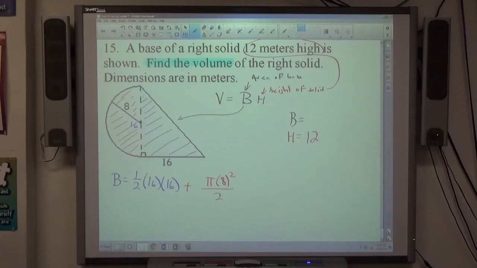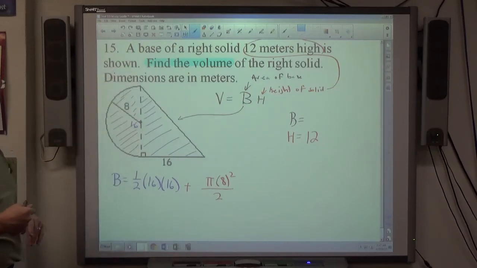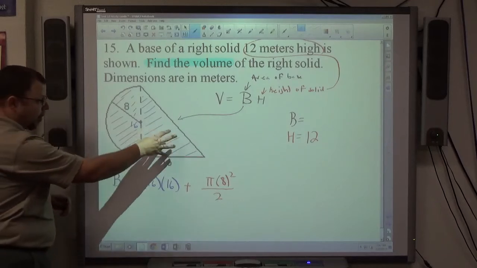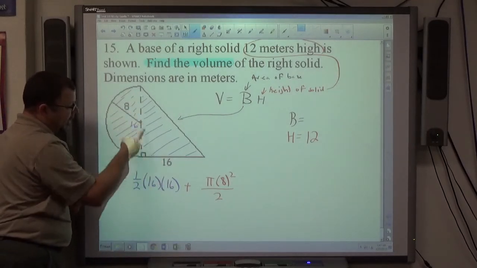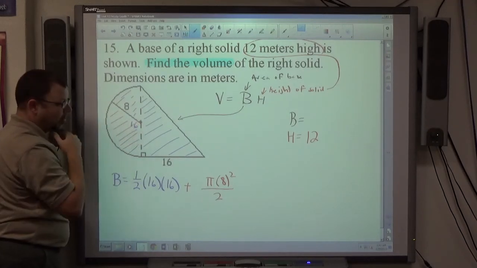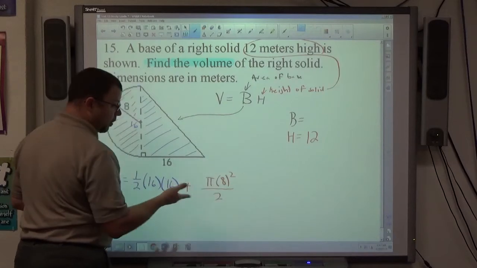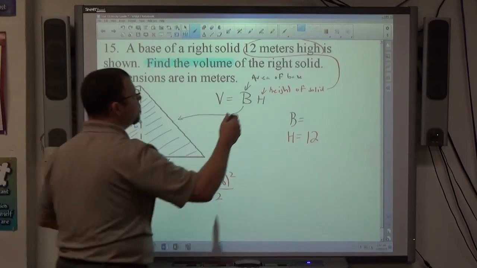Okay. It'll be the same figure on the test, different numbers will be used though. The height will probably be different too. But just keep in mind it'll be a triangle, semicircle, 1/2 times base times height. Be careful, the height is established by the radius, 8 up and 8 down make a total of 16. And again, pi r squared over 2, half a circle, whole circle formula divided by 2.